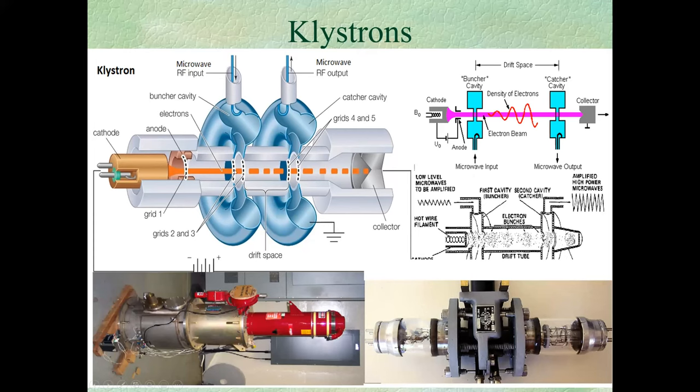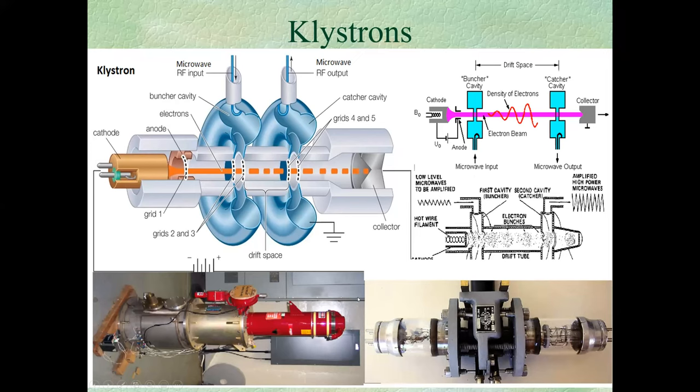Then in this drift tube, when the electrons move forward from the buncher cavity, they induce a negative current in the catcher cavity. And because of the induction of that negative current, they are decelerated. As a result of that deceleration, microwaves are generated, very high frequency microwaves. And those microwaves are then sent through this output into the waveguide.